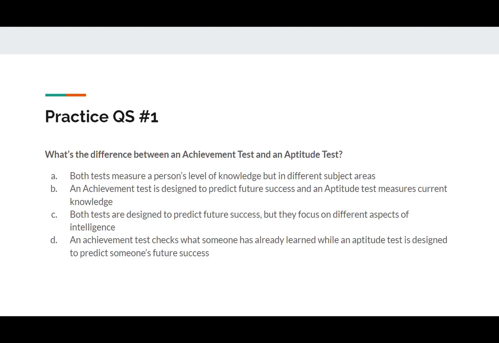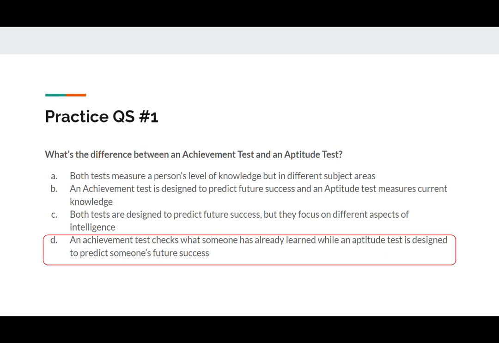So I have a practice question here for you. What's the difference between an achievement test and an aptitude test? Pause the video and see if you can answer. So the answer here is D. An achievement test checks what someone has already learned, while an aptitude test is designed to predict someone's future success.